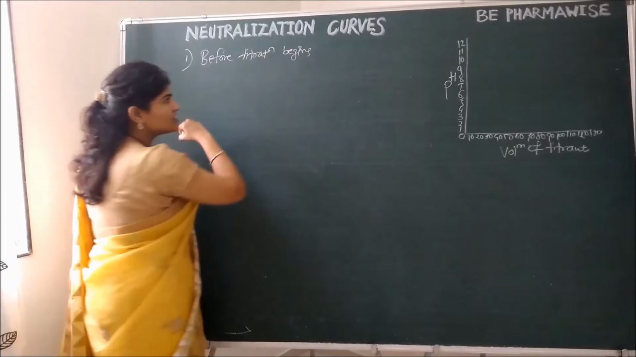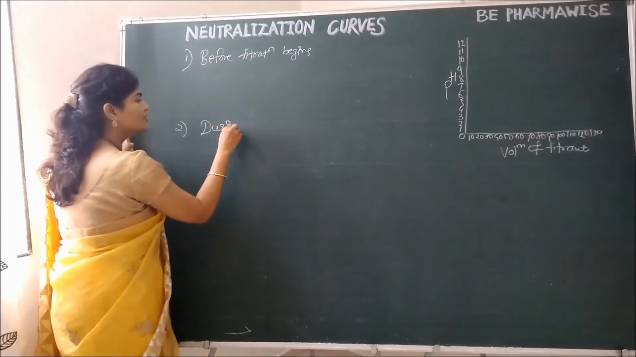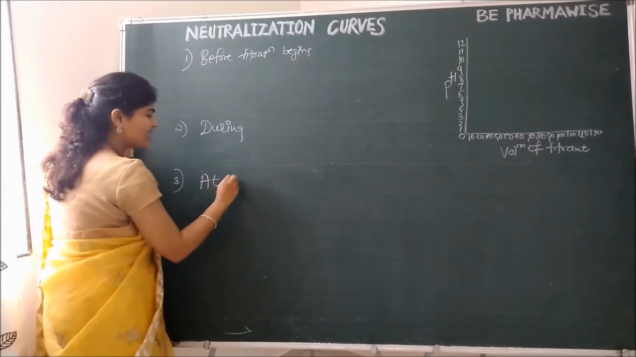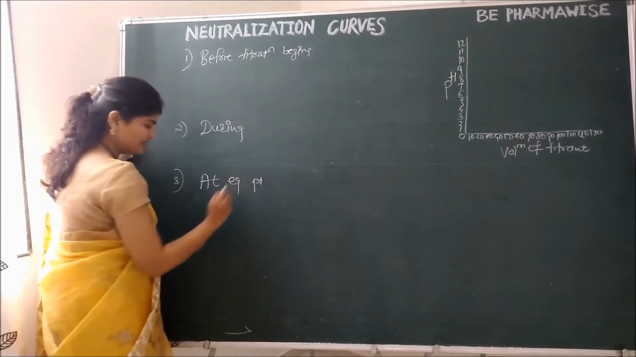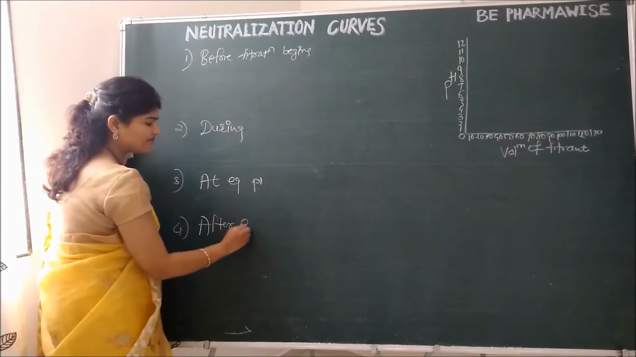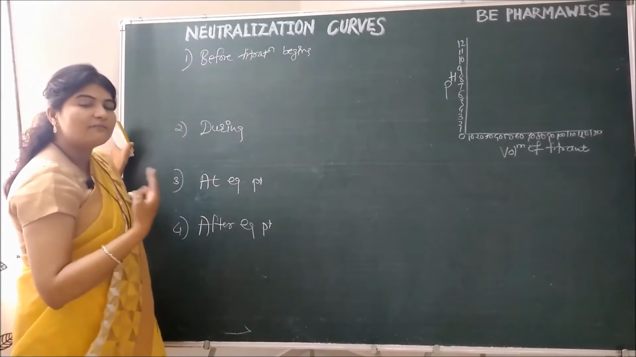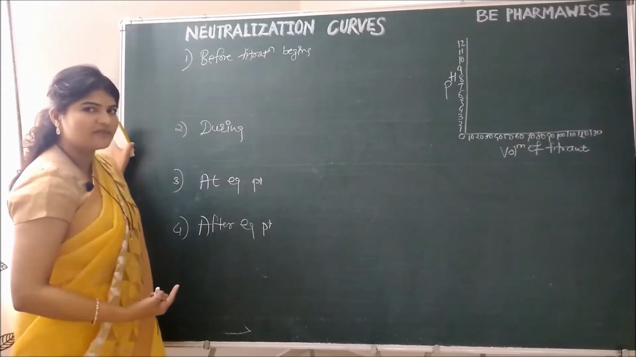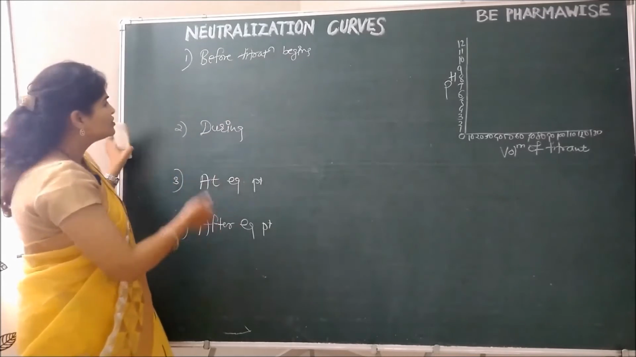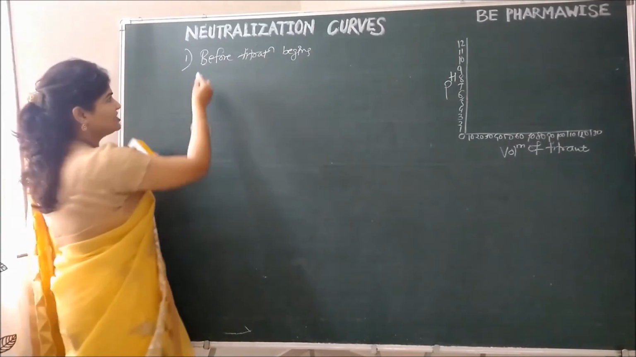What is the pH? Then we will study what is the pH during the process of titration. Then we will find out what is the pH at equivalence point, and then we will find out what are the pH changes after equivalence point. So we will find out the pH value for each of the level, and then we will plot those values on the graph. Okay. So we will start from the first point, before titration begins.